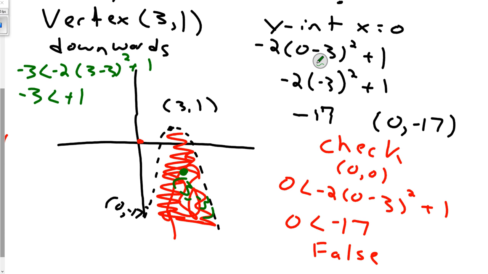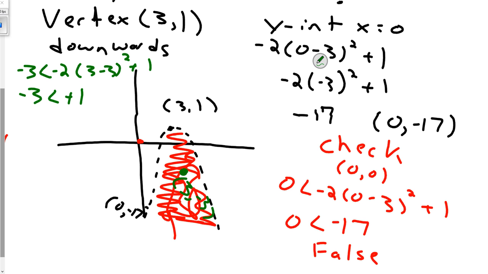We shaded in here, right? But this point is true, isn't it? It's in it, so we would shade in it, yes. If I had picked 0, 0 and it was true, then I would have shaded out here instead. So it depends on what point you pick. If you pick 0, 0 and that's outside of your parabola and it's false, then you shade inside your parabola.